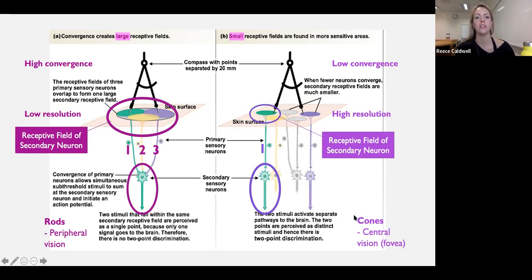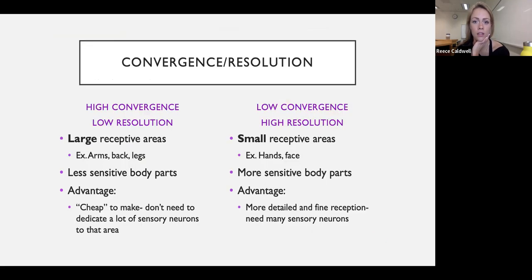So let's go ahead and look at the advantages and disadvantages of each and just where these are in the body and some other facts. So our large receptive fields, again, are those high converging and low resolution areas. And we find this in less sensitive body parts. So like our arms, our backs, and our legs. Compared to our small receptive fields, we find these in our hands and face.